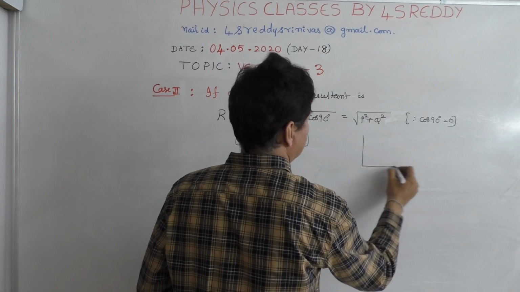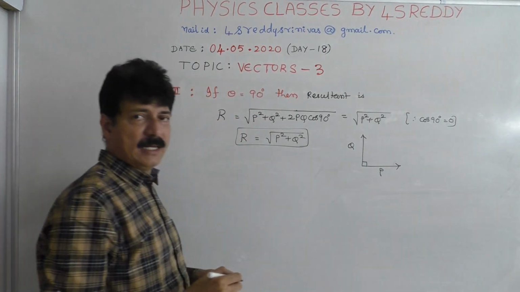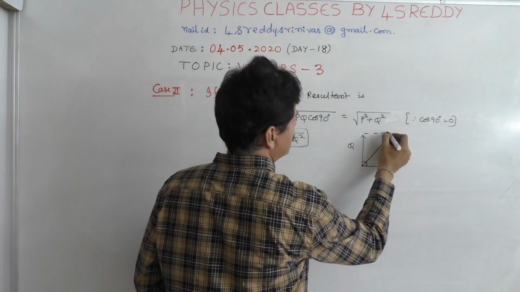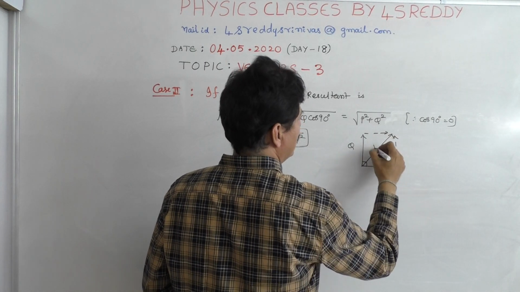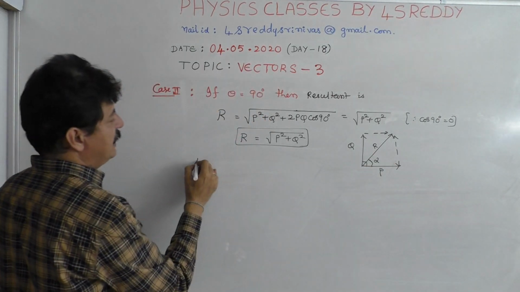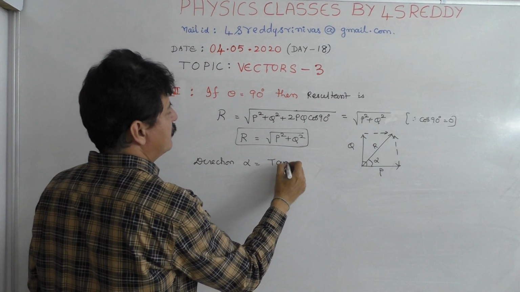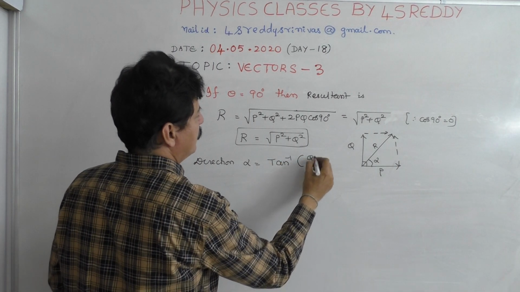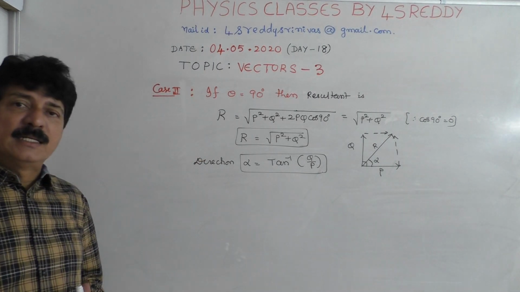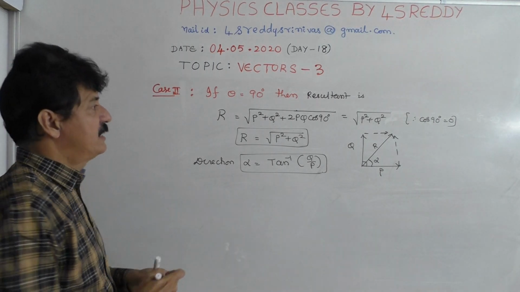Suppose this is one vector P, this is another vector Q, these two are inclined at an angle 90 degrees, then the resultant must be like this only, which is R, that is given. And this alpha, if you have taken direction, alpha is equal to tan inverse Q by P. This is applicable when theta is 90 degrees.